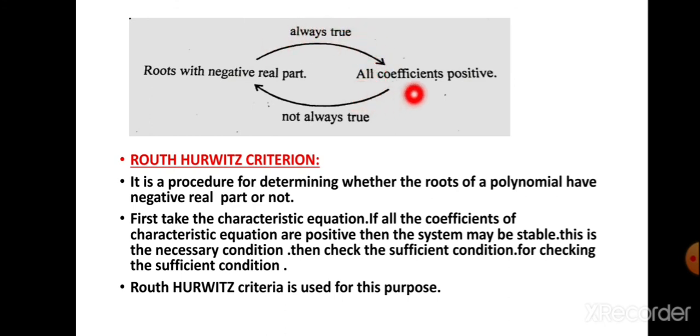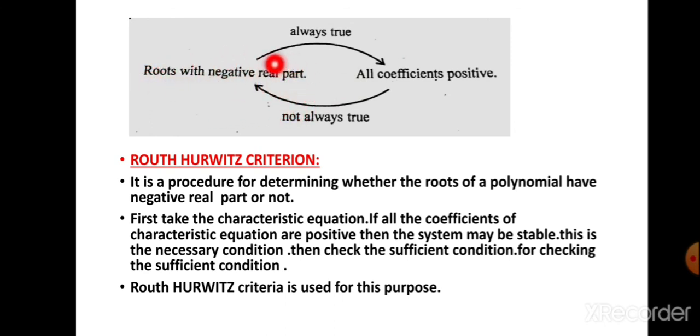If all the coefficients are positive, the system may be stable, but positivity is a necessary condition, not a sufficient one to predict stability. So if all the coefficients are positive, we still have to check for roots with negative real parts. Only if all the coefficients are positive and the roots have negative real parts can we say that the system is completely stable. If you are only given that the coefficients are positive, you cannot predict that it is a stable system.